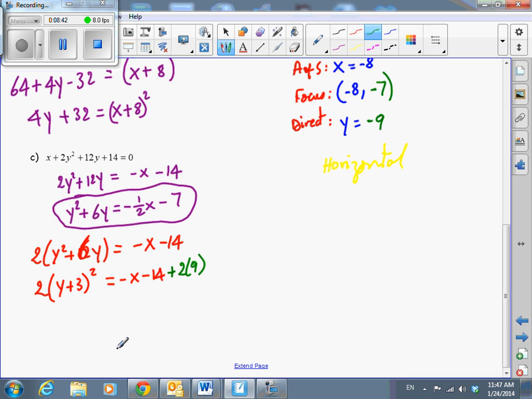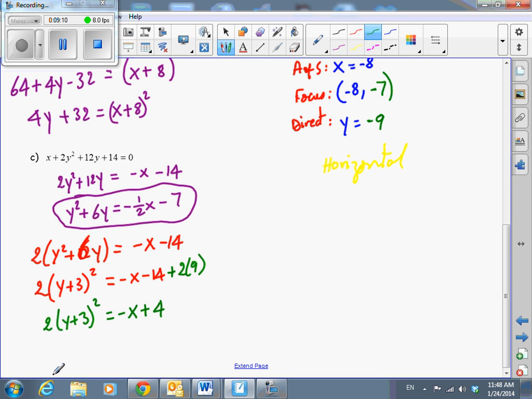So we can do it that way too, and it's actually okay. Now 2 times 9 is 18. 18 minus 14 is 4. So we have negative x minus 4 here. So I have 2 times y plus 3 squared is equal to negative x plus 4. Remember, we want x to be alone on one side.